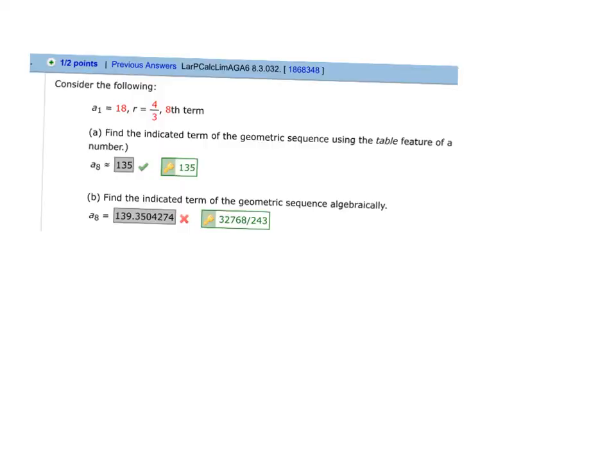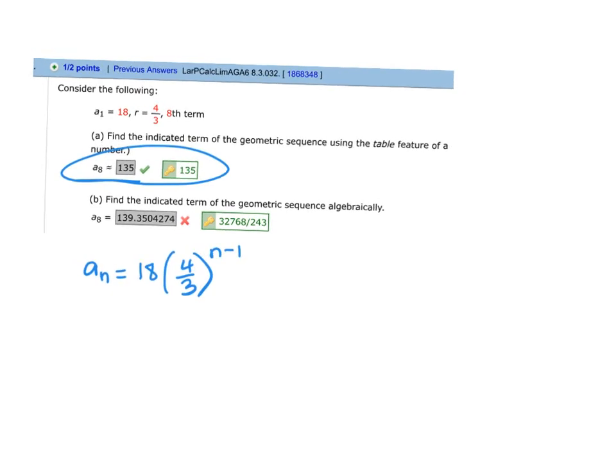Okay, so B here said find the indicated term of the geometric sequence algebraically. So the first thing you had to do is figure out a sub n, right? Well, what did you do, Chislin, to get a sub 8? Did you figure out the equation? Yeah. Okay, so a sub n would be 18 times 4/3 to the n minus 1, right? And then you did 8? Yeah.